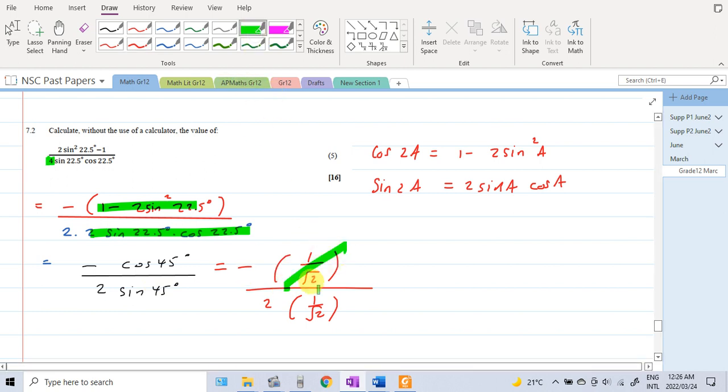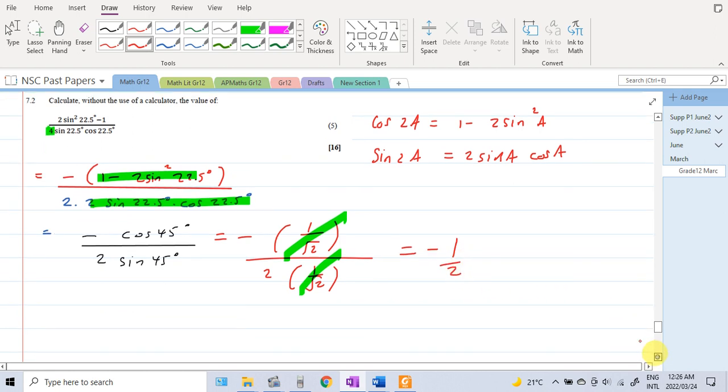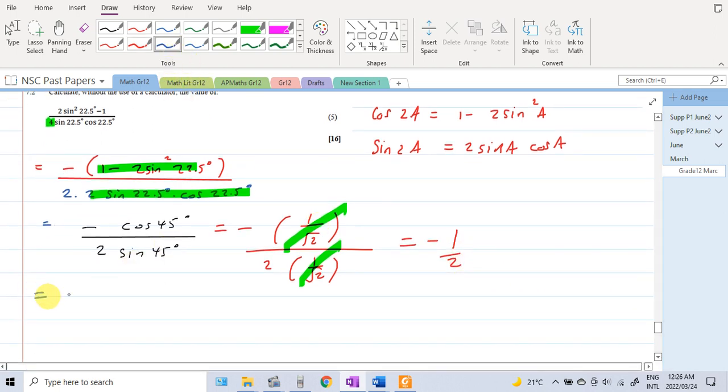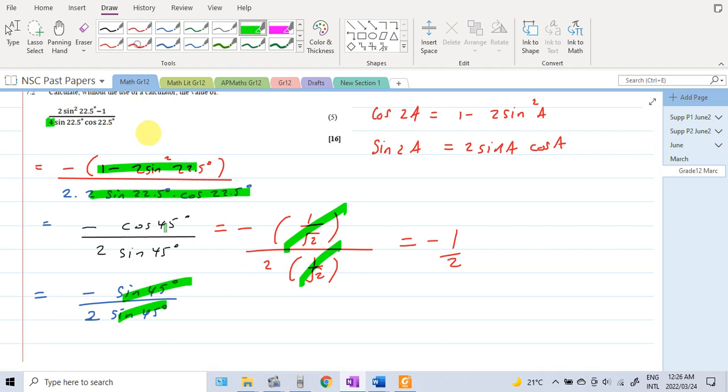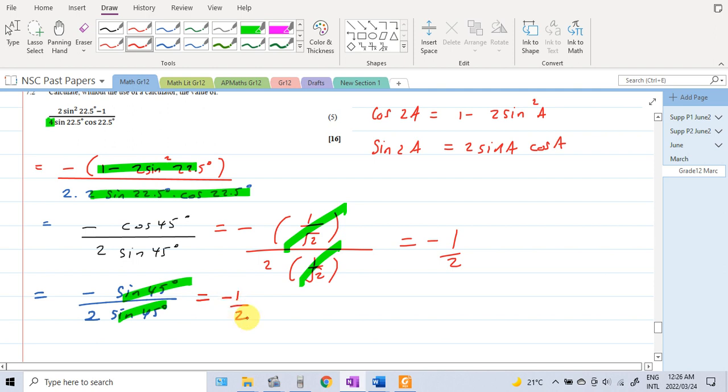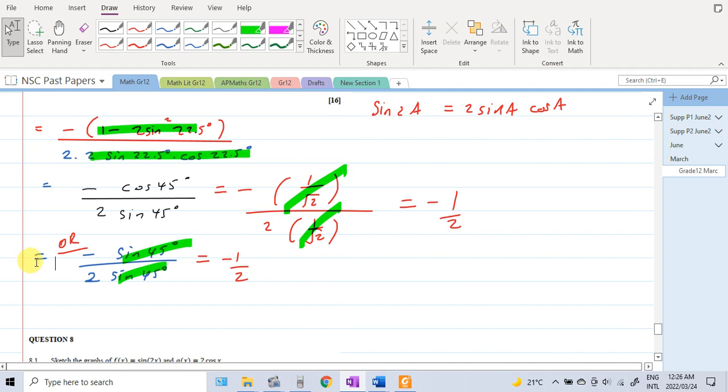Or an alternative solution, you could have said this is just equal to negative sine 45 over 2 sine 45 degrees. So I converted the cos 45 into sine 45 and cancelled those out. We should get an answer of minus half. So basically I'm just simplifying, minus half. This is an alternative solution continuing from here. So in both cases we can see we're getting minus half. I think most of the guys probably did this, but if you did the second method it is also correct.